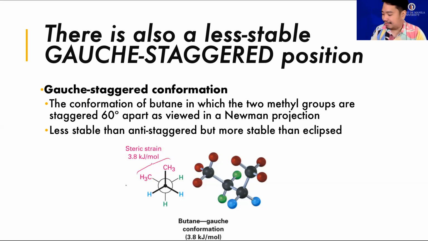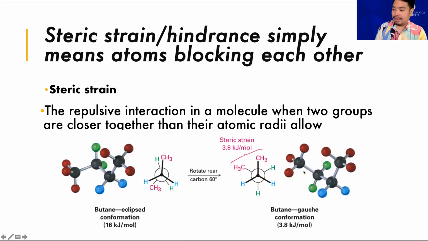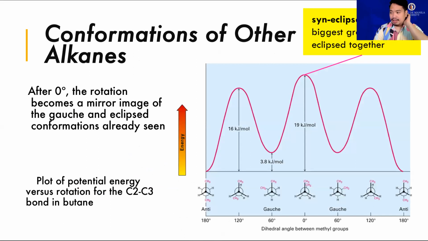It's like saying, red and blue, right? Like you say, gosh, I don't like you, move away. Like that, okay? So they repel each other. They're not happy together. So yeah, gauche staggered, steric strain.